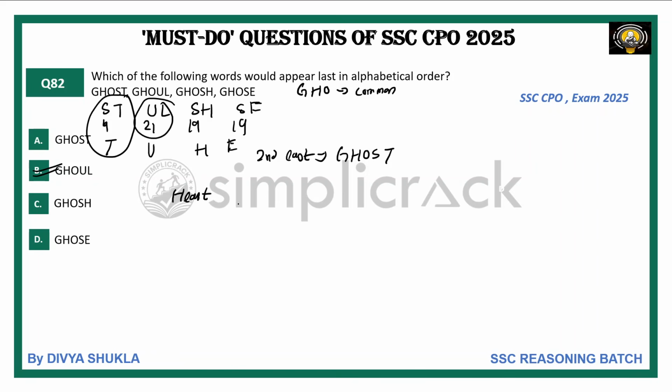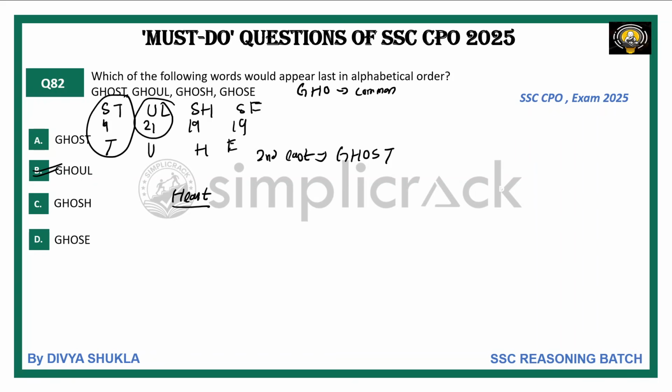Now I am asking you, what would be the last in alphabetical order? Obviously heart would be last in alphabetical order. The place value of H is 8. Now in this question I saw that GHO, these three letters, are common. Whenever you find one or two or three letters common in words, eliminate them and start comparing the next letters. So here I found GHO, three letters common. I started comparing using the next set of letters, that means ST, UL, SH, and SE. Now I need to find the last one.